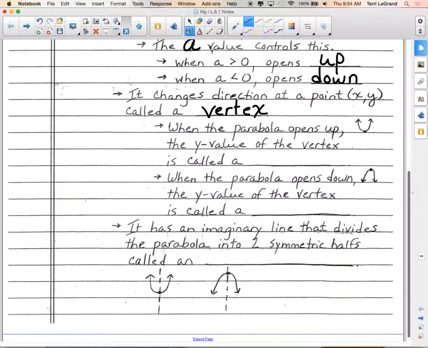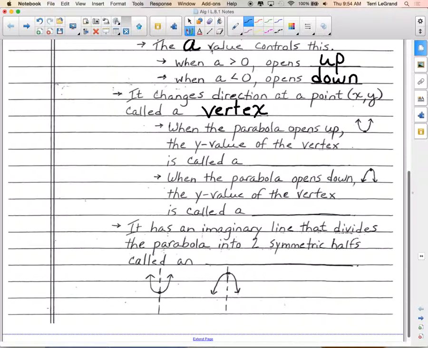-2, -4. Notice something about the y values on the other side of that -4. What's true? They're the same. And then if you go up one more and down one more, what's true about the y values? They're the same. Can you see the symmetry in the table too?